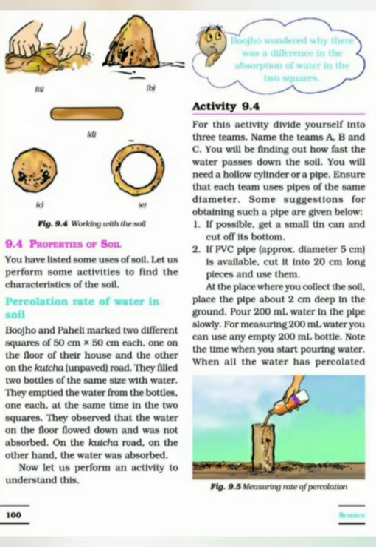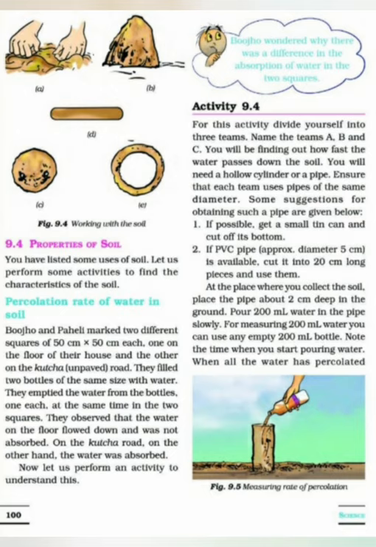What we have to do is make 50 by 50 centimeter squares. Two squares we have to make. One square we have to make on the floor of our house, the paved floor. And another square we have to make on the unpaved road. Okay, are you getting my point? We have to make the two squares, of 50 centimeters by 50 centimeters.